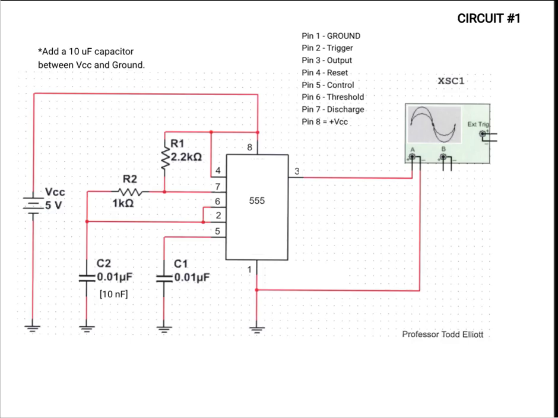Capacitor C1, that's just recommended on the manufacturer's application note: put a 0.01 microfarad capacitor between pin 5, which is the control input, and ground. It's just for more stable operation. That's all.